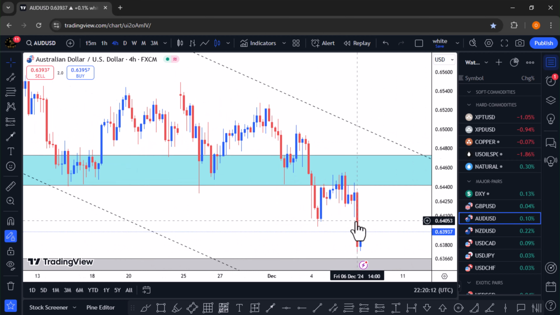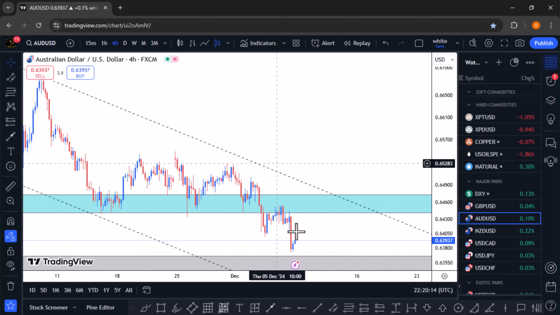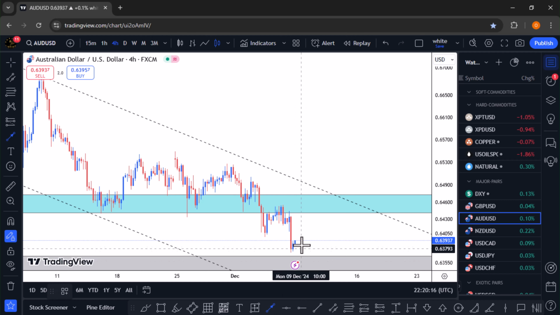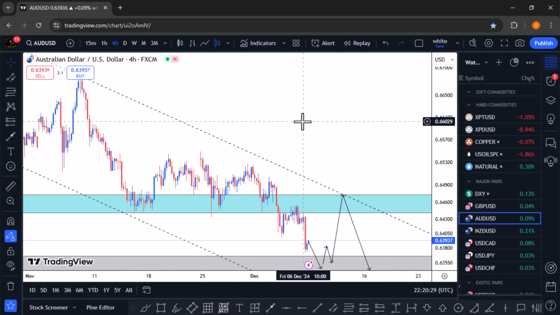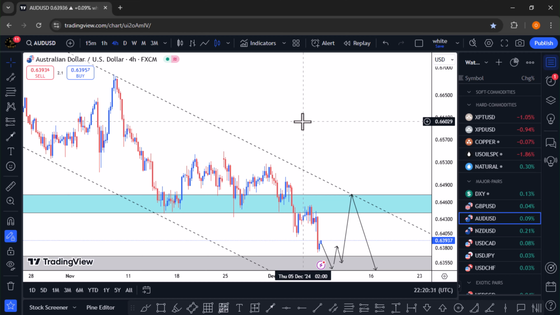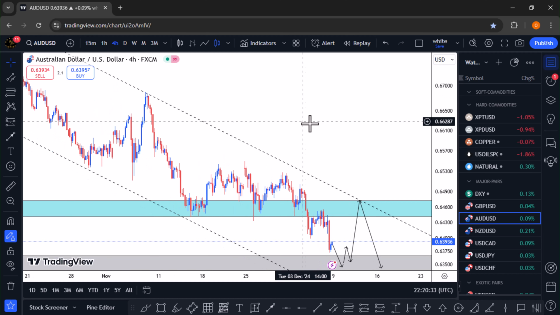On the 4-hour chart, can we see something like this? Goes up, maybe goes down and gives us this, and then from this we rally all the way down. So we can see something like this.